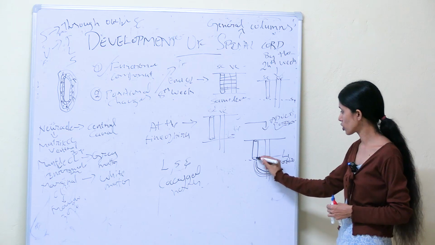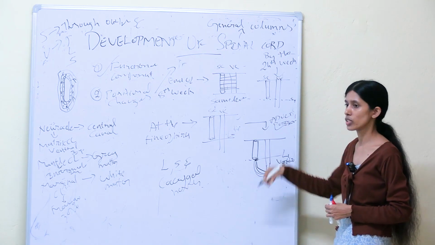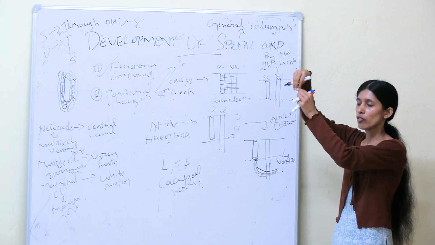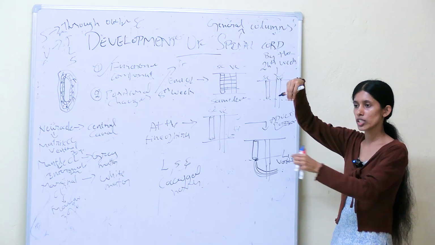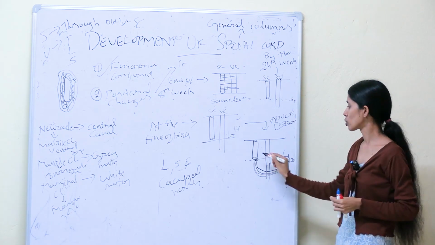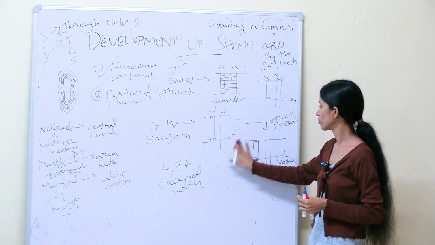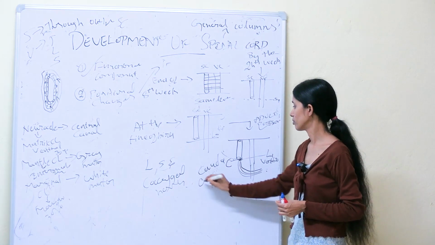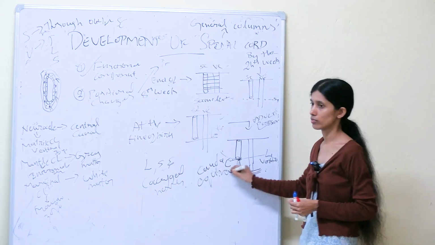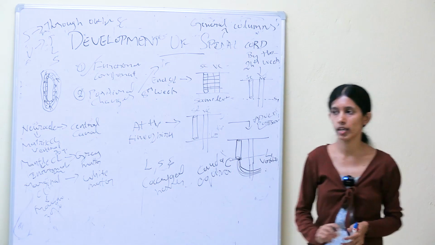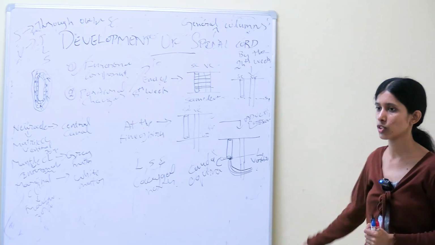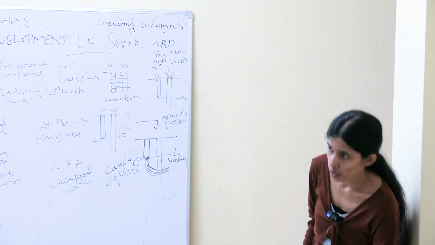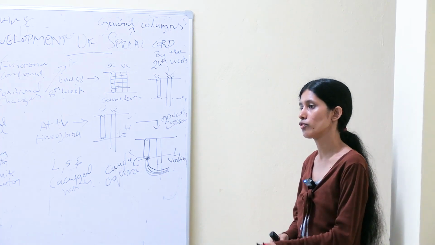The position where your spinal nerves are held, from there they go in the downward direction and also towards the lateral side. This point is called the cauda equina. Those structures you can see in the gross part. Any doubts? So, this finishes the development of the spinal cord.